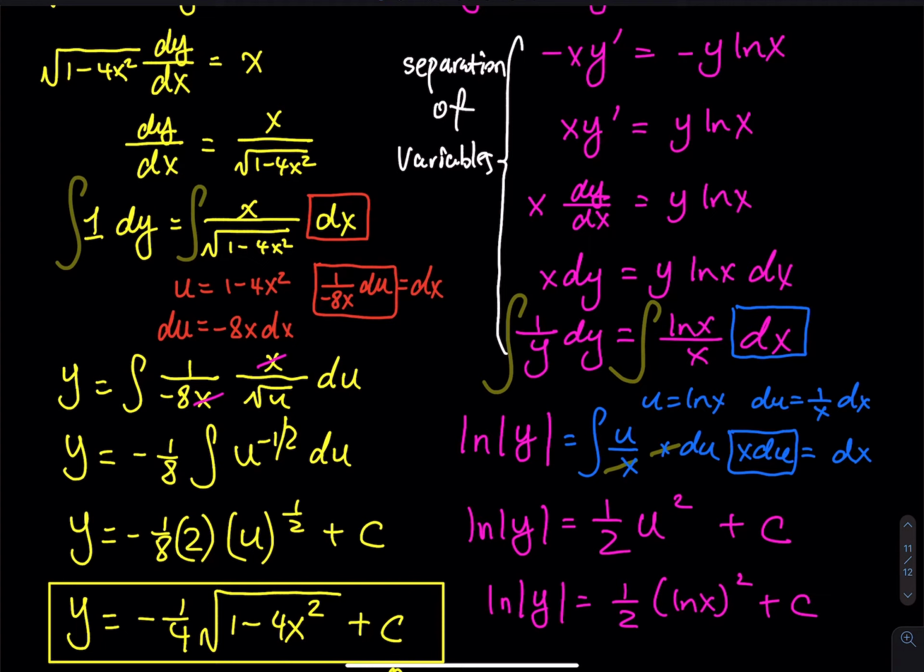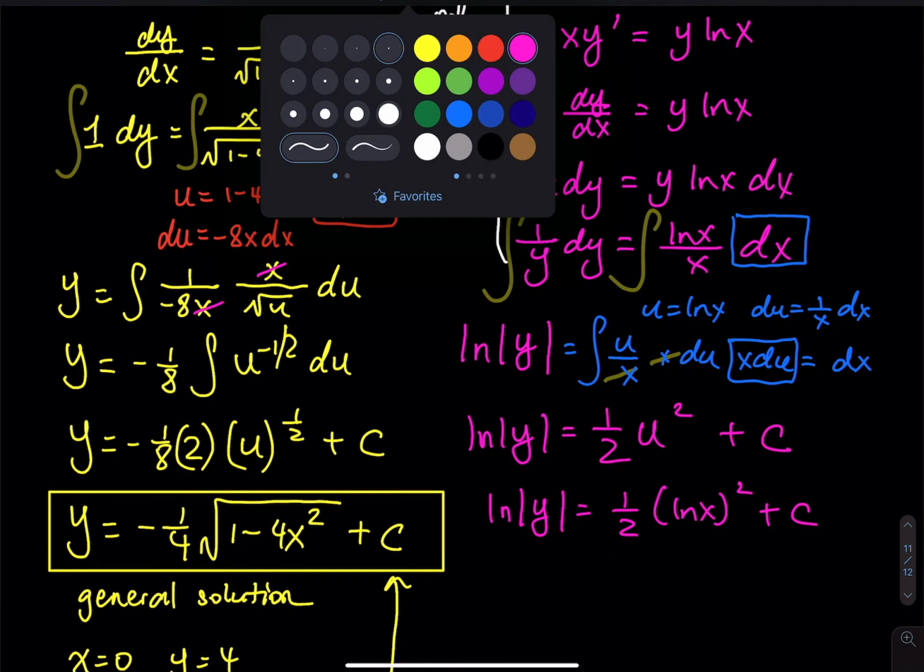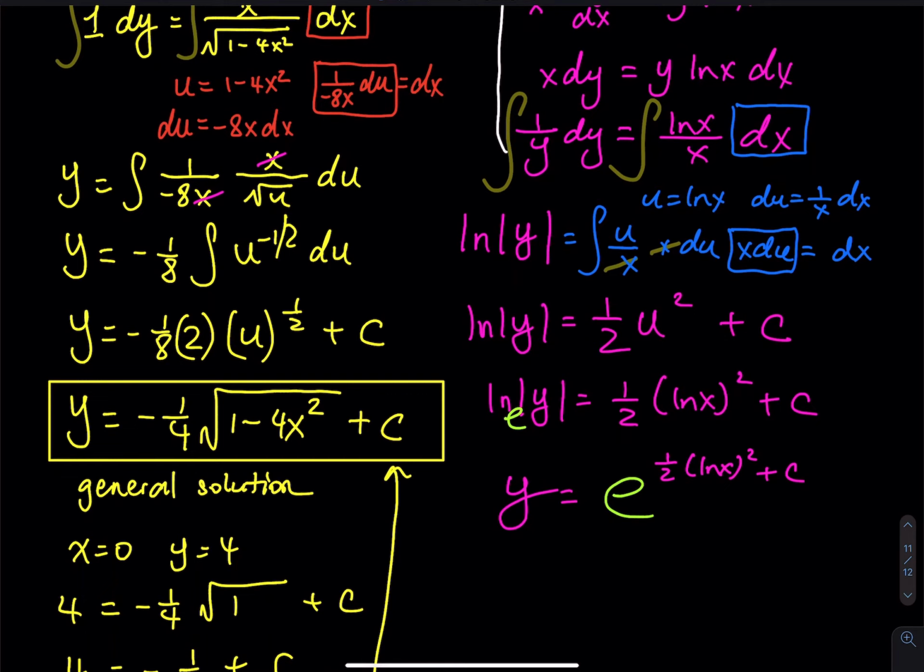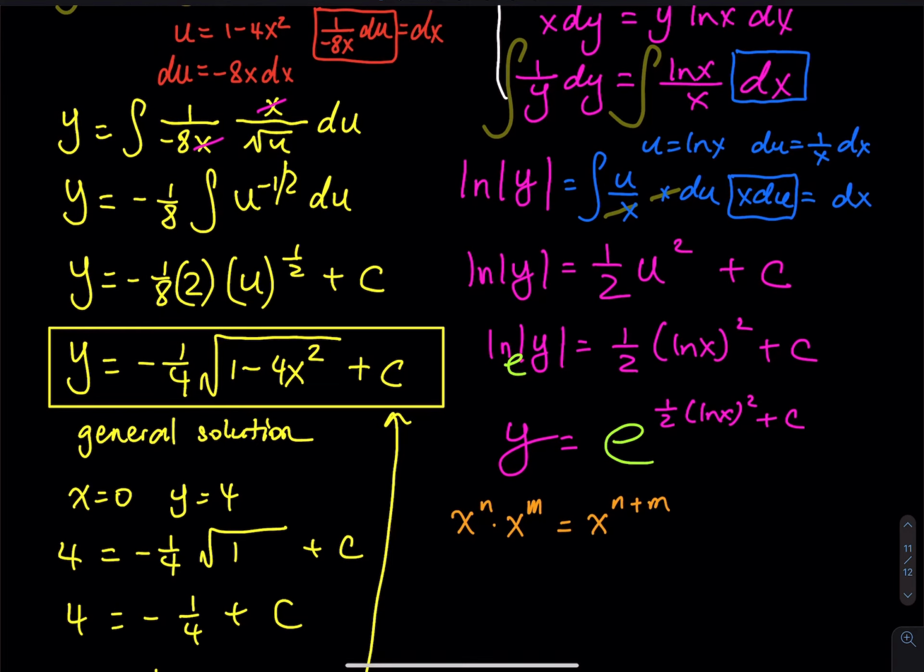So this one we can solve explicitly for y. You just have to say that there is a base e for the ln, so you do e raised to the entire right hand side. So you have e to the 1/2 (ln x) squared plus c, and then this side you have a y. And then we do a little law of exponents. So I can review that for you. Let's say you have x to the n times x to the m, that is equal to x to the n plus m. If you have a base e to the n times e to the m, that is e to the n plus m.